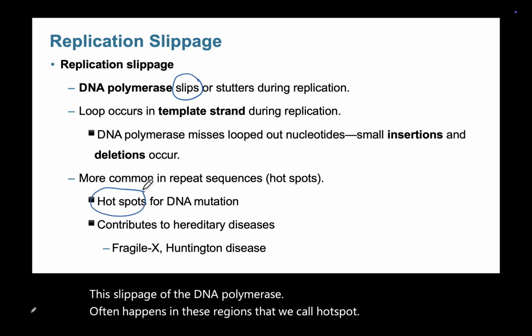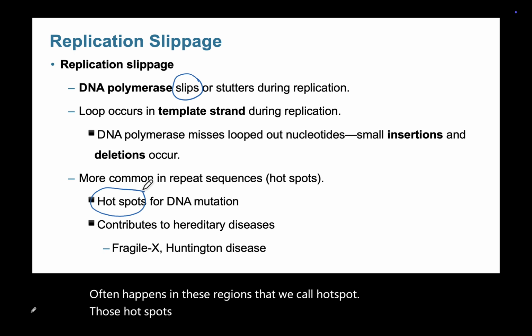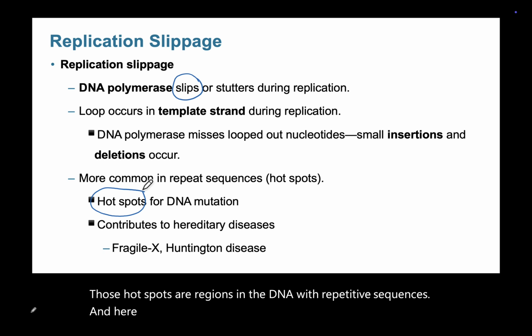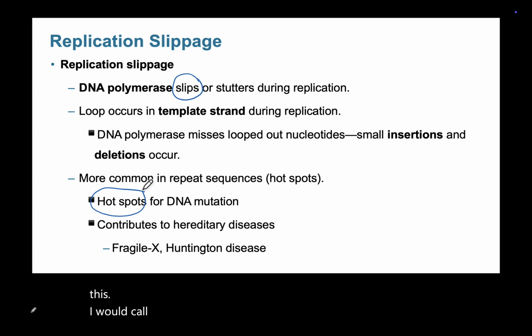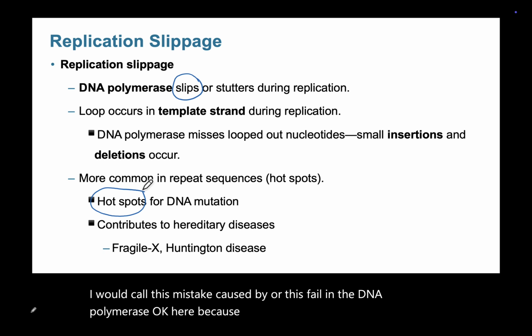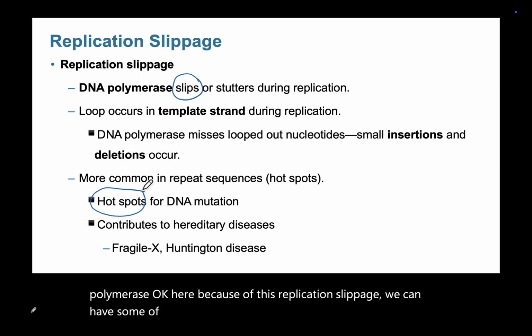Those hotspots are regions in the DNA with repetitive sequences. And these regions with repetitive sequences are often the target of this mistake, this failure in the DNA polymerase. Because of this replication slippage, we can have some of those frameshift mutations.